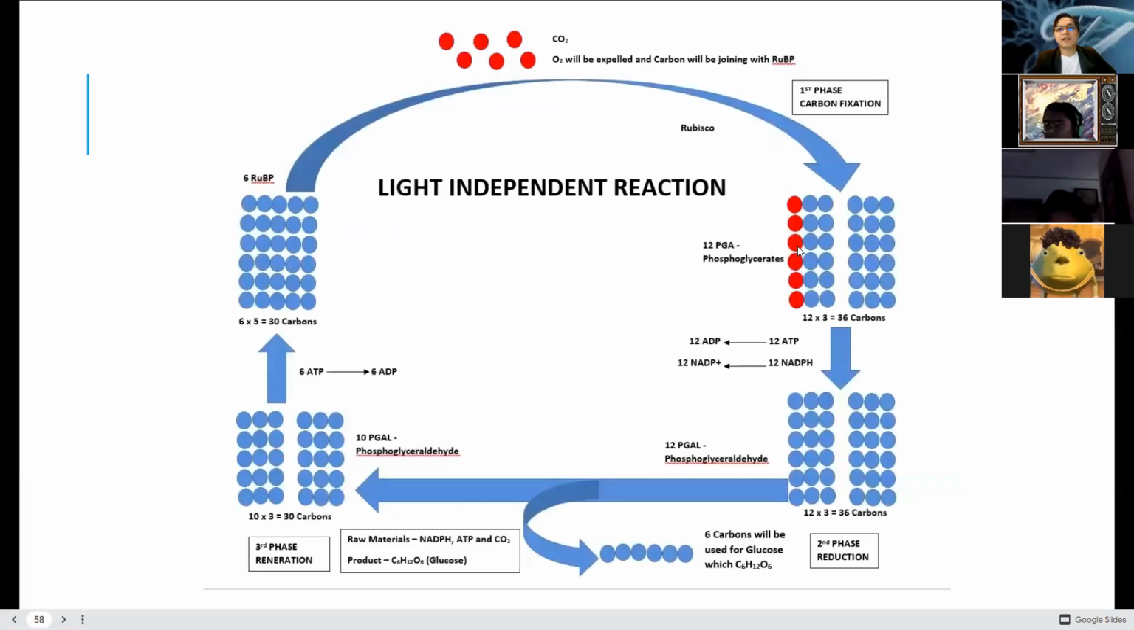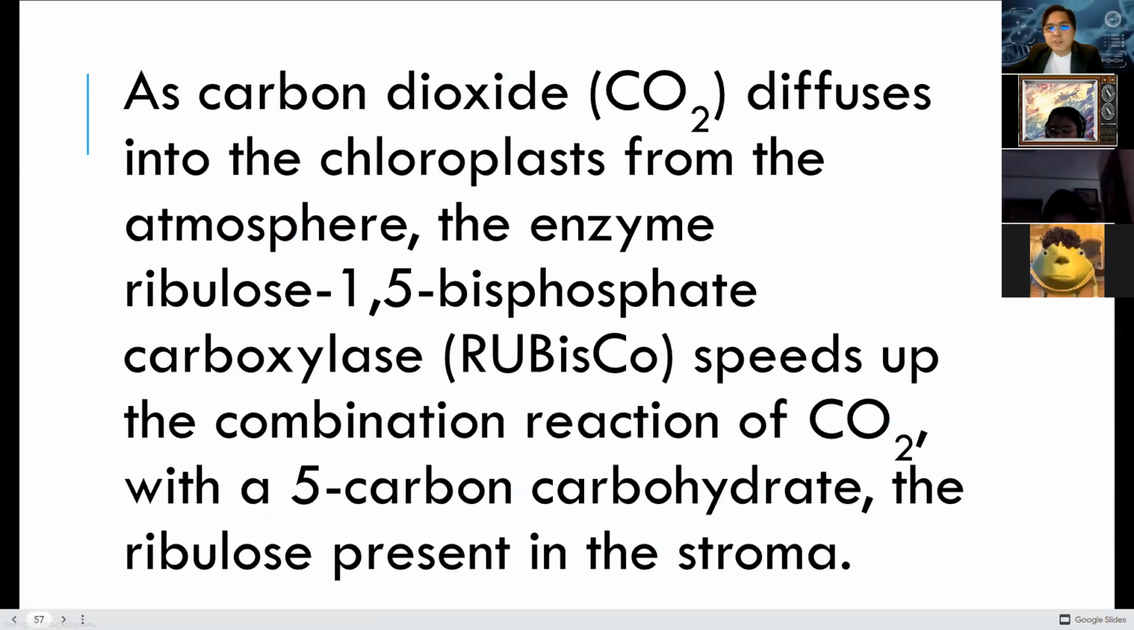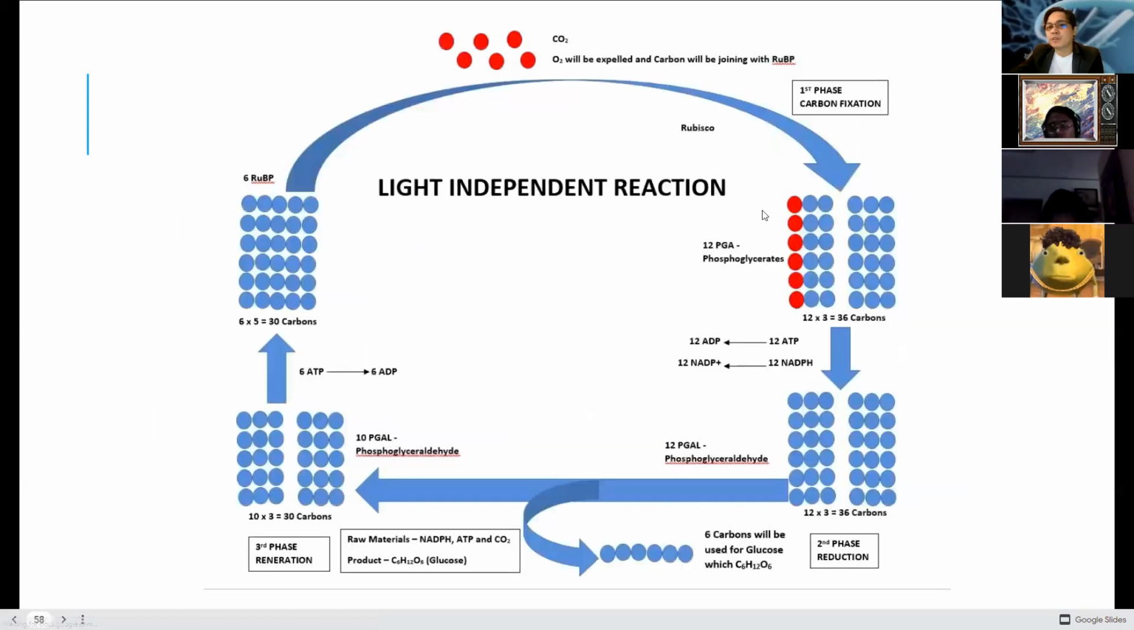This is the light-independent reactions, the entire layout. Rubisco is ribulose 1,5-bisphosphate carboxylase, so we coined that as Rubisco. We started with RuBP.